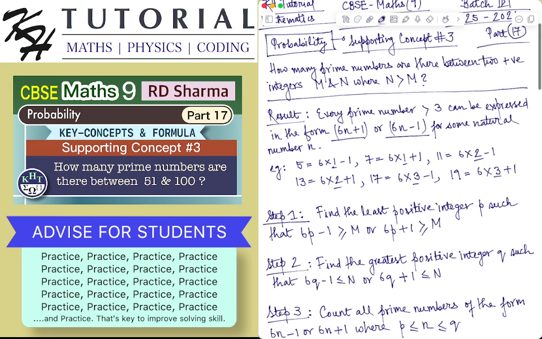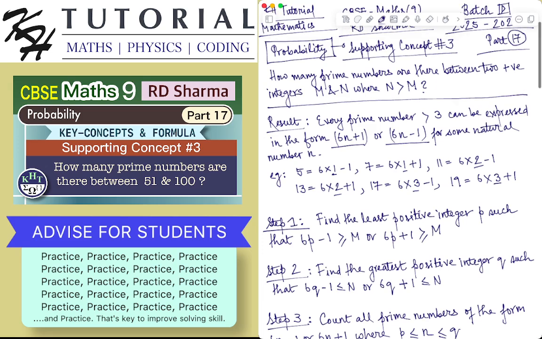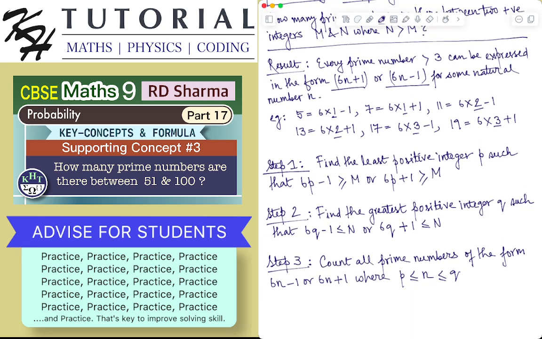Based on this concept I have written down a method using which you can find how many prime numbers are there between any two natural numbers m and n. Okay, step 1 is we have to find the least positive integer, that is the least natural number p, such that 6p minus 1 is greater than or equal to m, or 6p plus 1 is greater than or equal to m. Remember that we are trying to find the number of prime numbers between m and n. So the range is m to n, where obviously n is greater than m.